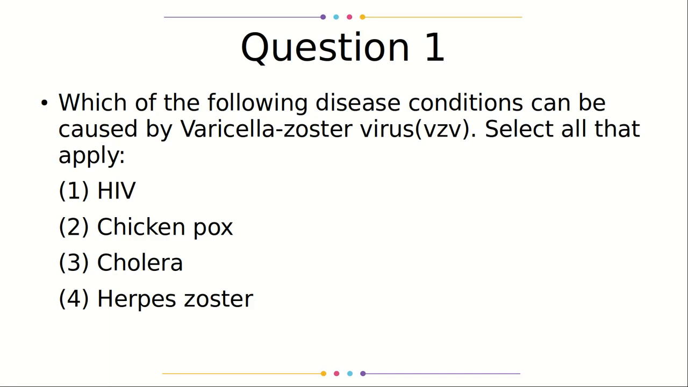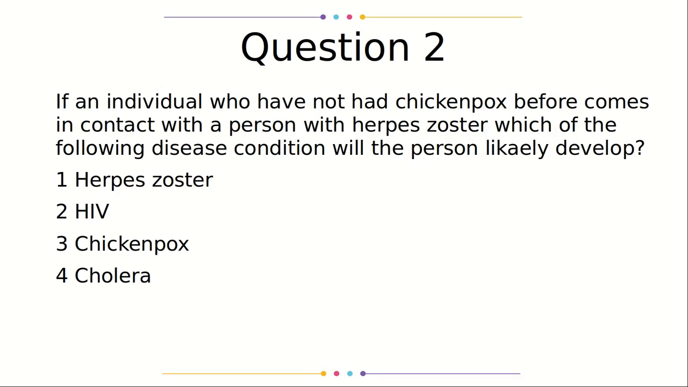That one is caused by human immunodeficiency virus. Number 3 is caused by Vibrio cholerae, so they are not related. Remember, I said in the first slide, you can go back to confirm that varicella-zoster virus causes chickenpox and shingles.